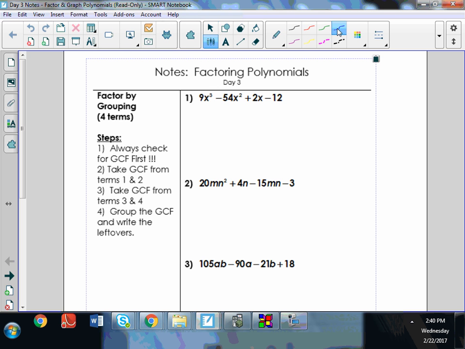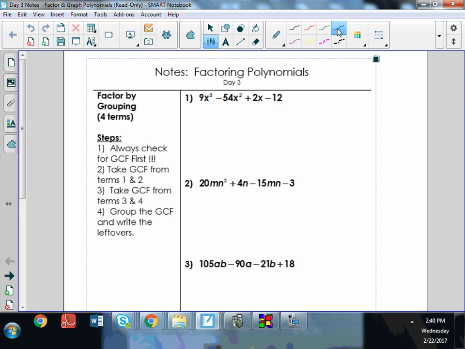All right, so factoring polynomials, day 3. We're going to factor by grouping. You know you're going to factor by grouping if you have 4 terms. The very first thing you should do is always check to see if there's a greatest common factor for all 4 of the terms before you factor it.